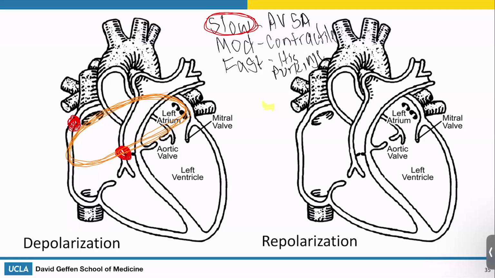So if I send this impulse from the SA node, I'm going to become more positive as I start to move down towards that AV node. I'm going to spread out that impulse like a wave in a stadium down to that AV node. So the first thing I'm going to see on an EKG machine is atrial depolarization, positive impulses moving down towards the AV node.